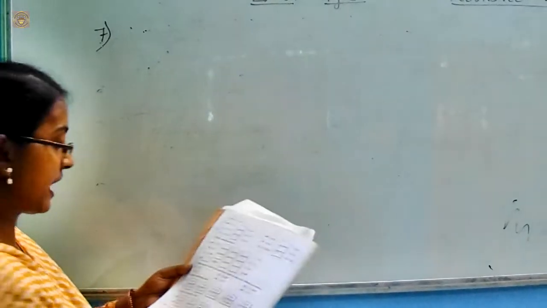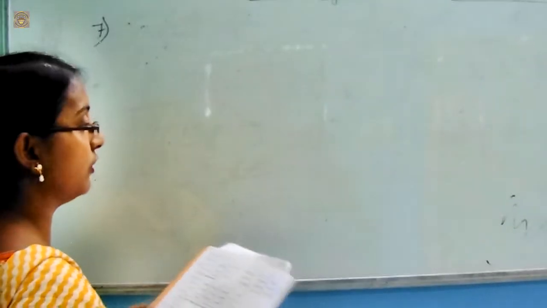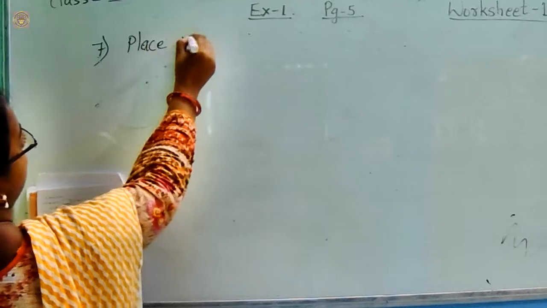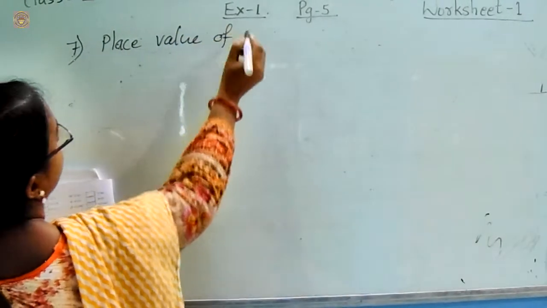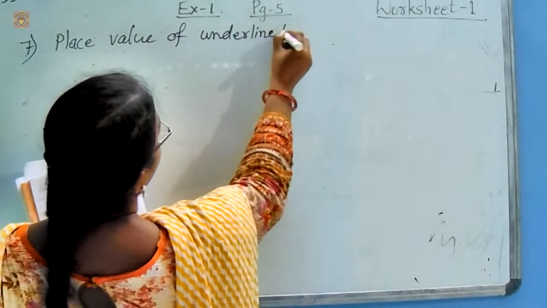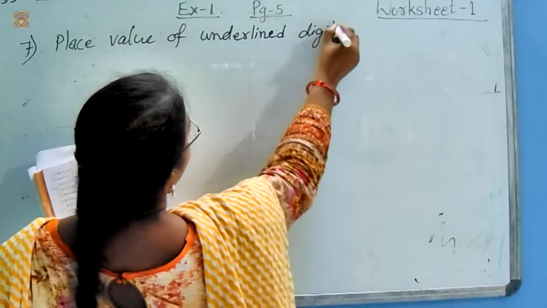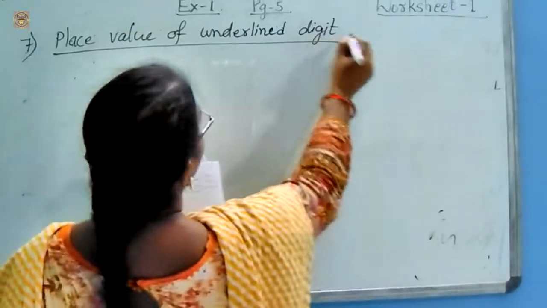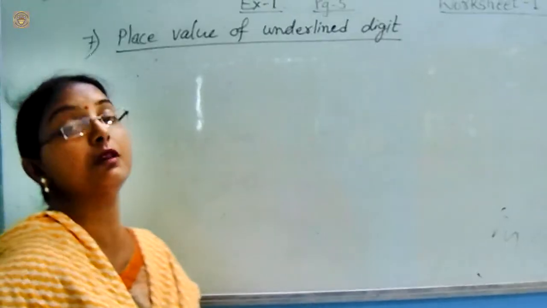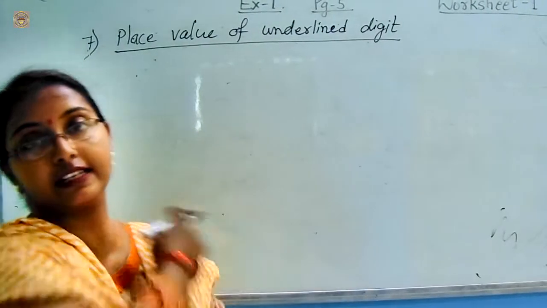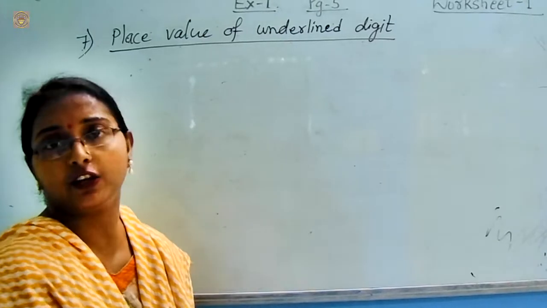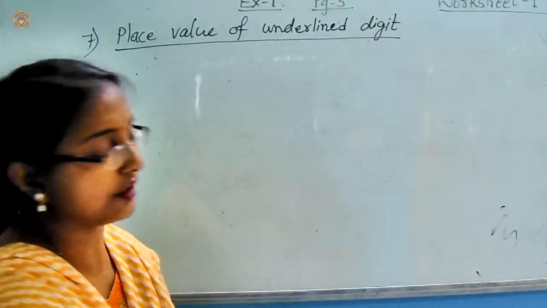Then question number 7, write the place value of the underlined digit. What do you mean by place value? The place value denotes the numbers having the places 1, 10, 100, 1000, 10,000 in the Hindu-Arabic system or international system.